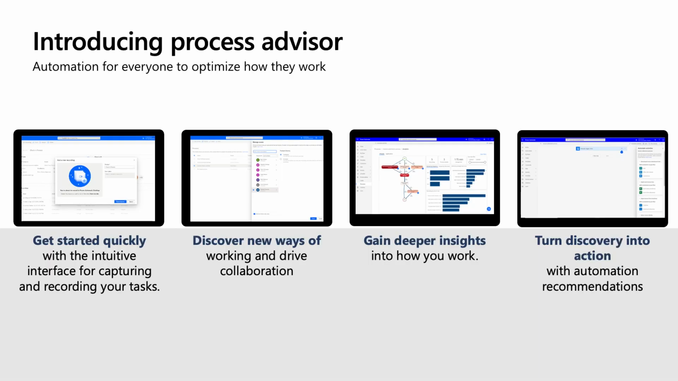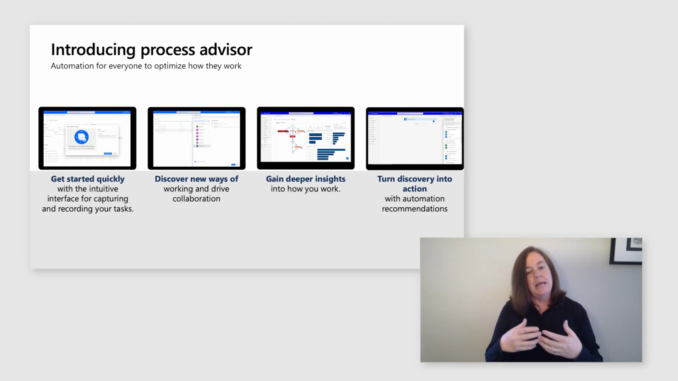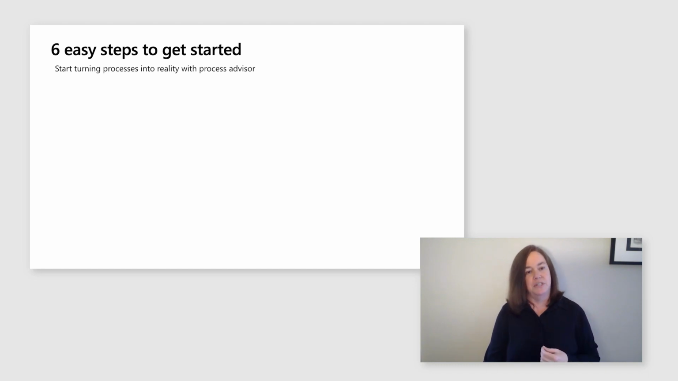Well, we're excited to announce that Process Advisor is now generally available. This is a capability within Power Automate. And with Process Advisor, you can get to value very quickly using our intuitive interface to capture and record these tasks. You can share with different business users so that you can collaborate in understanding how different people work. And bringing this data together gives you a deeper set of insights, process maps that can be leveraged to help inform you. And then take these discoveries and turn them into action, to automate. And you can do this using our automation recommendation. And we've made it very simple, just a few steps to get started.